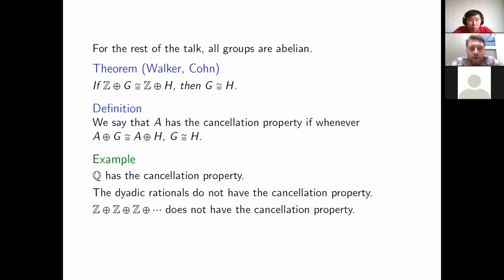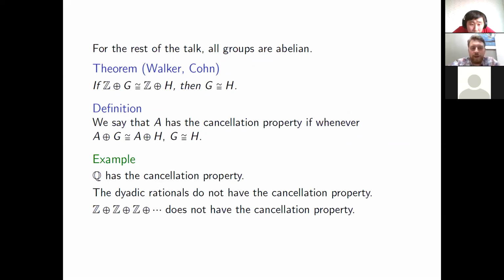So for the rest of the talk, the groups are all going to be abelian. And there's this old theorem from Walker and Cohn that says that the integers have this cancellation property. So if the integers plus G is isomorphic to the integers plus H, then actually G and H have to be the same thing. You can think of this as you can cancel the integers out. This is some property of groups. Some groups have it, some groups don't.